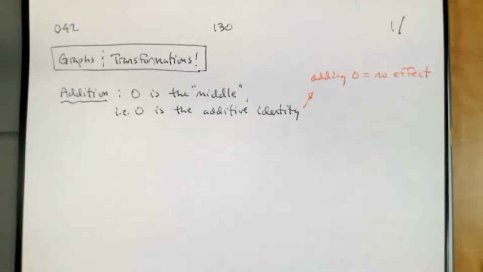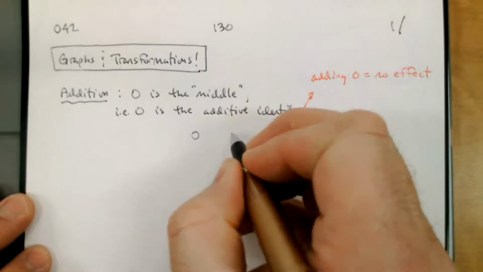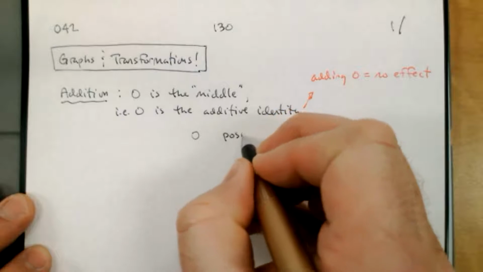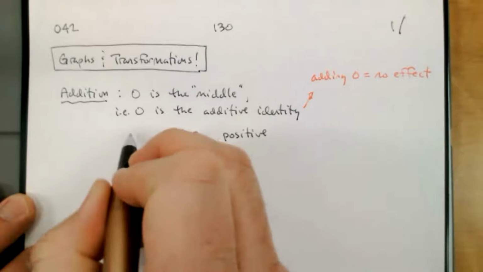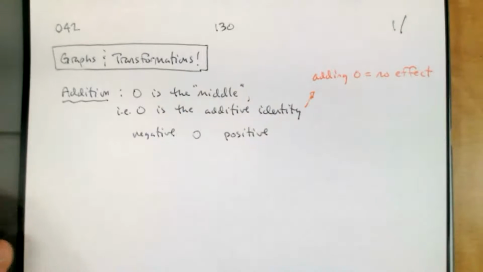On one side is positive. Adding positive makes things bigger. Adding negatives makes things smaller. So 0 is in the middle, no effect, and we have positive and we have negative. Zero is no effect, positive is an increase, negative is a decrease.